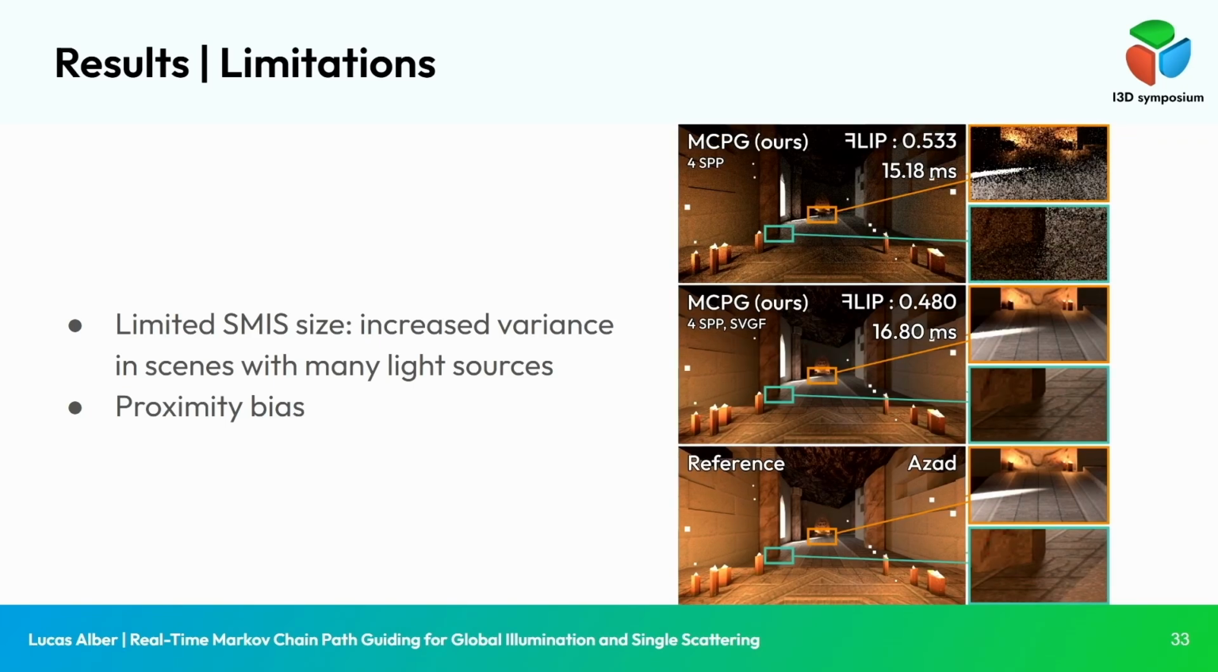The second point is proximity bias, which leads to high variance at shadow borders. This is because we might share a state with a neighboring vertex, but from the new position, the light source might be occluded. Note that this bias is only in the guiding distribution, and the final image remains unbiased. Still, we had no issues with our implementation of SVGF.